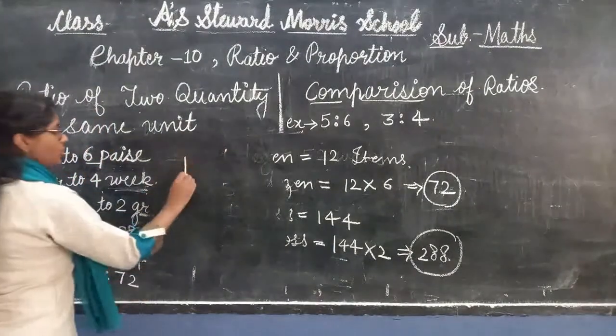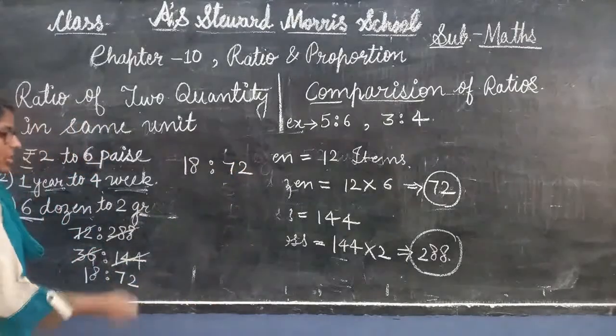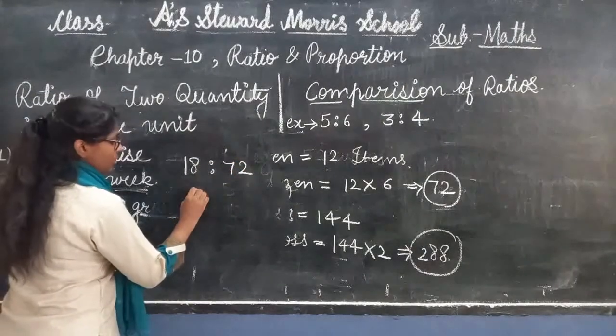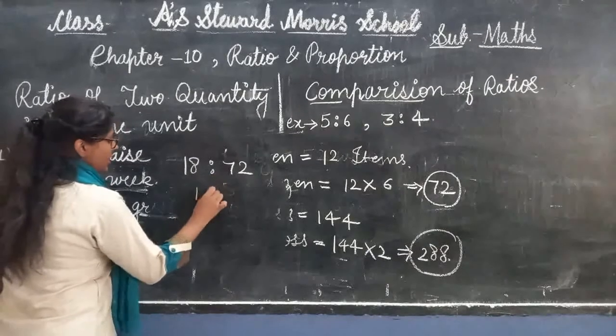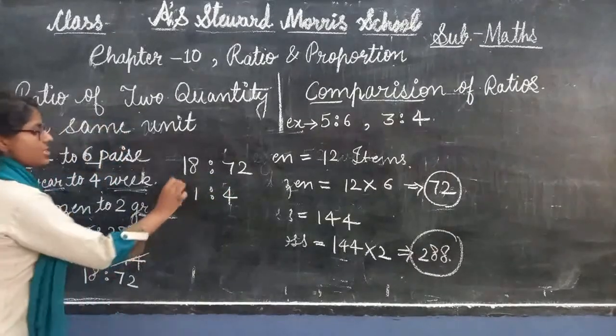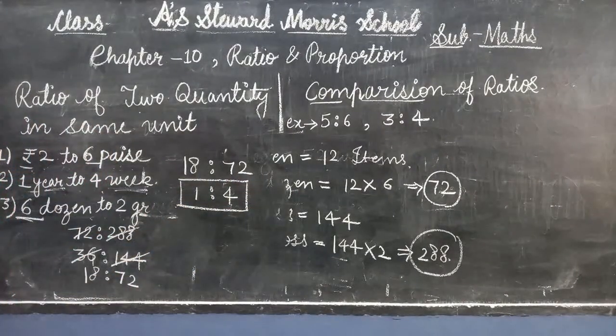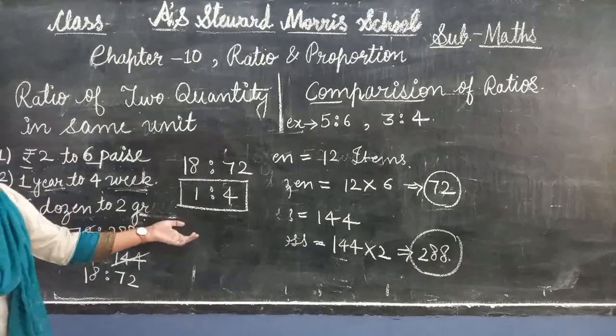See, 18 is to 72. If you learn the table of 18, you can directly cut it. 18 ones are 18 and 18 fours are 72. So 1 is to 4 is the ratio of 6 dozen to 2 glass. Got it? In this way, you can write or express the given information in the form of ratio.